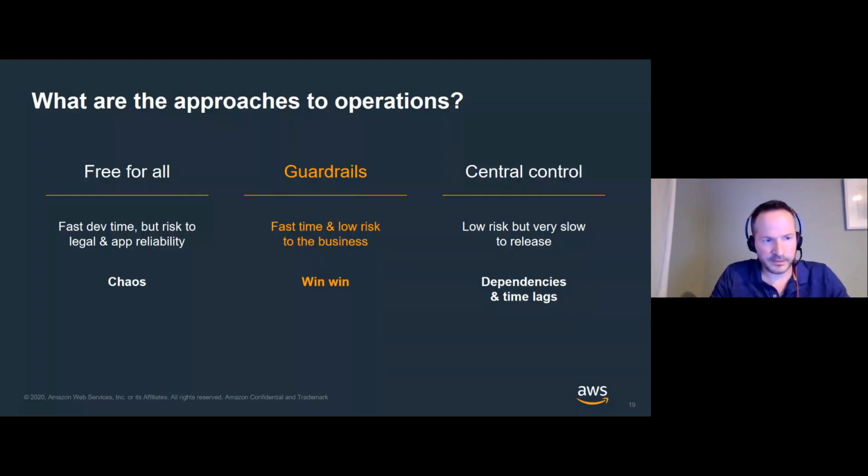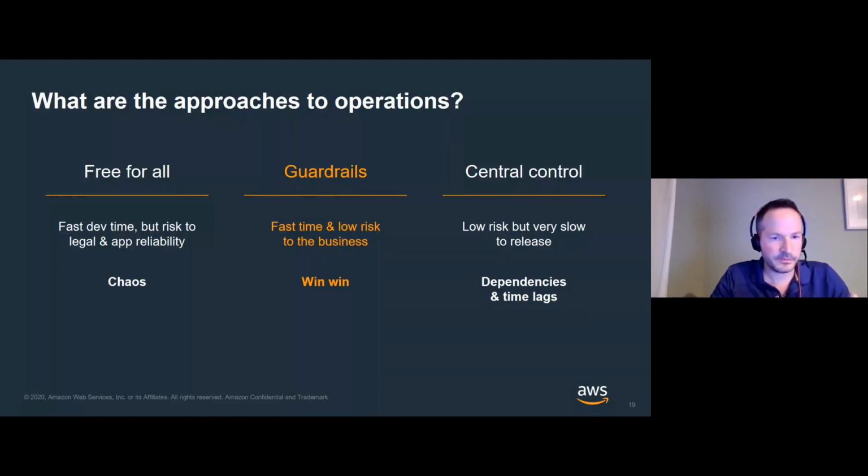The one on the left side here is free for all: fast developer time, no guardrails whatsoever, but it's complete chaos and we don't have any governance on what's going on. The other one is guardrails: fast time, low risk, where we implement some programmatic, very important guardrails so that developers fall under that umbrella. And central control, where everything has to go through some sort of security team and an audit.